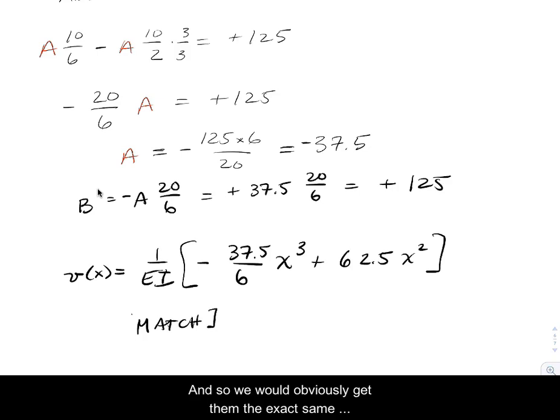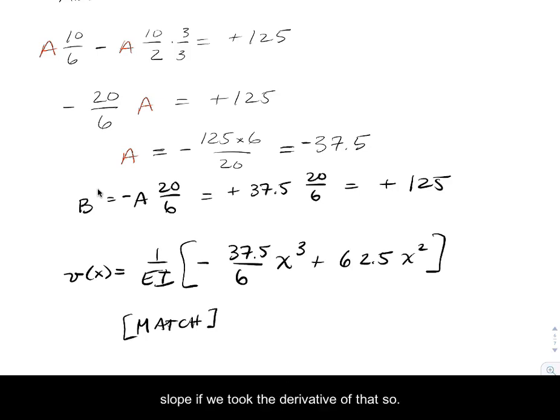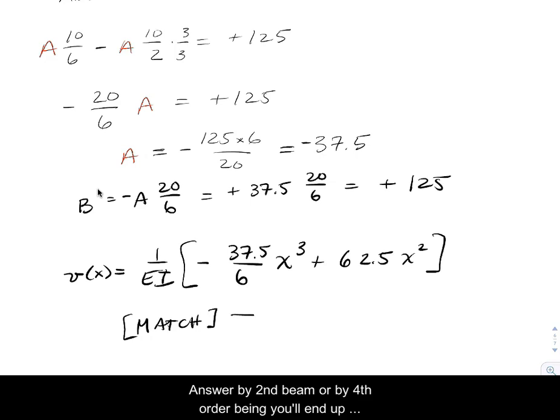And so we would obviously get the exact same slope if we took the derivative of that. So whether you answer by second order beam or by fourth order beam, you'll end up in the same place. Fourth order beam has a little bit more math involved with it, a little less engineering. Second order, you need the equation for the internal moment, which causes you to use a free body diagram.